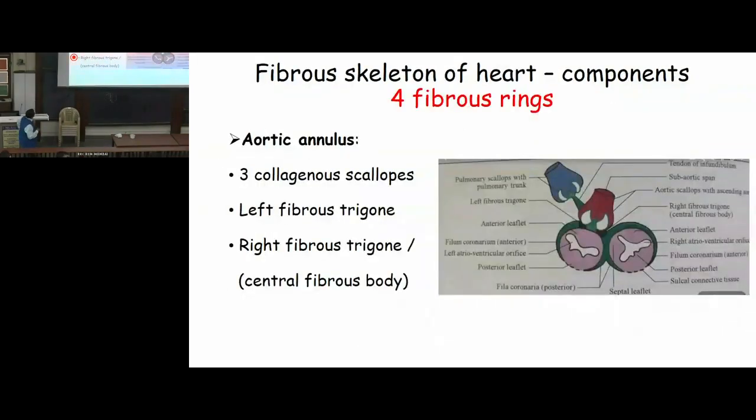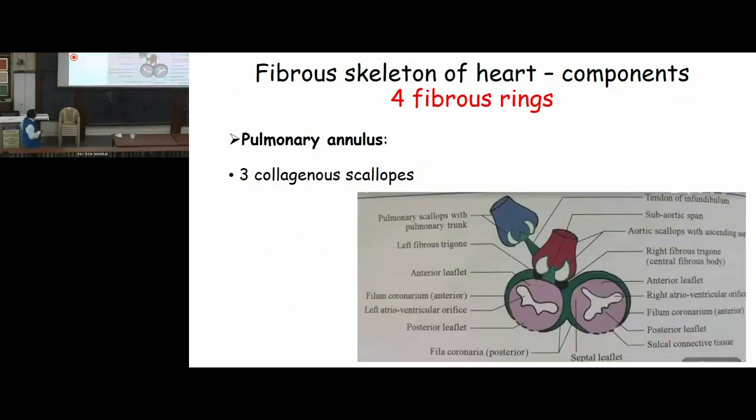The aortic and pulmonary annulus show three scallop lines. And there are trigones, the right trigone and the left trigone of the heart. This is the right atrioventricular annulus, this is the left atrioventricular annulus. This is the conus ligament.